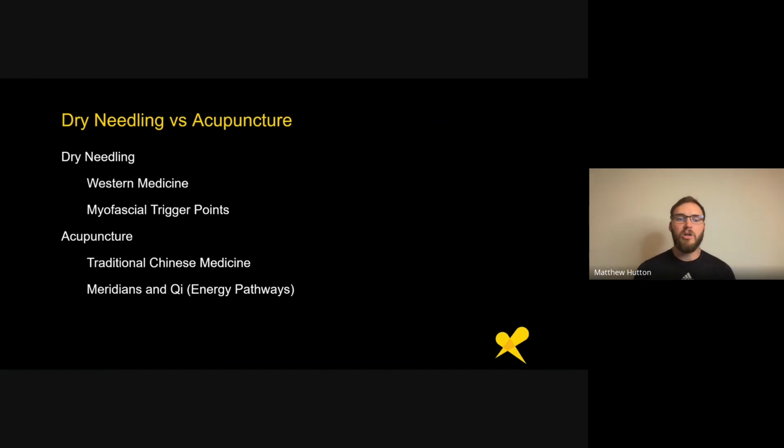Whereas acupuncture has a more traditional Chinese medicine history to it. This has been around for thousands of years, where they are actually treating what's called the meridians, or the energy flow, and the qi, so the actual energy in the body itself. Whereas the dry needling approach is to target these myofascial trigger points, the traditional Chinese approach is to target the specific meridians and the qi.